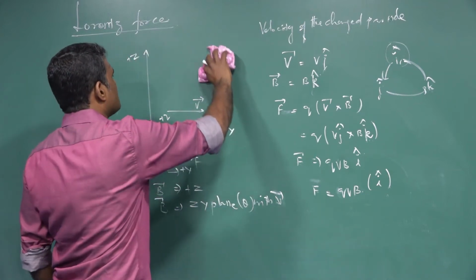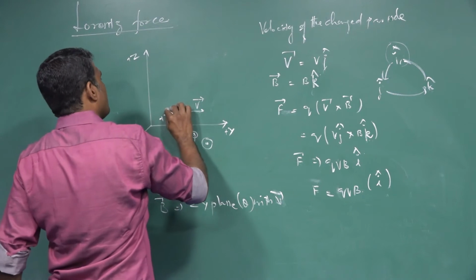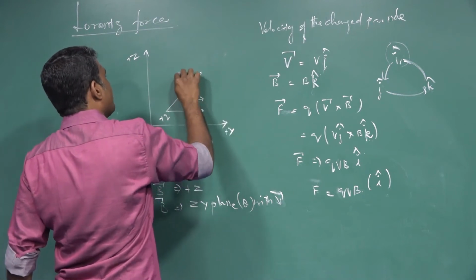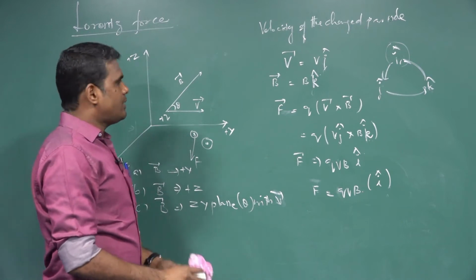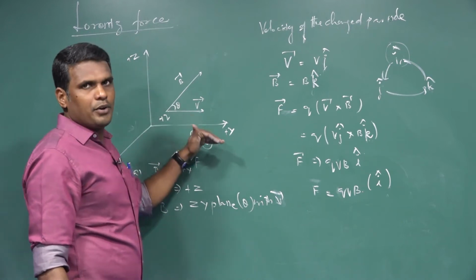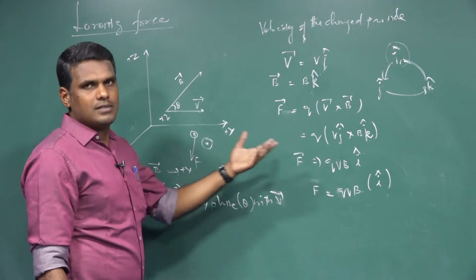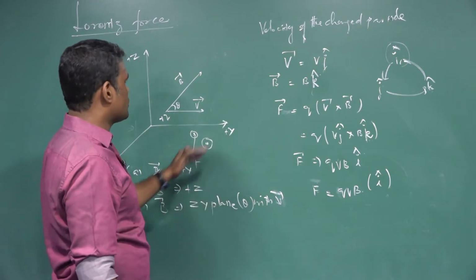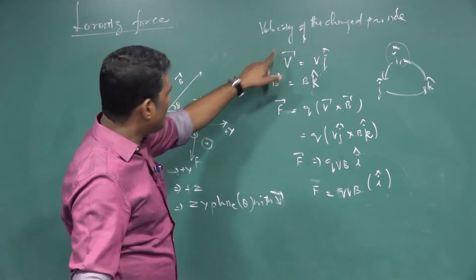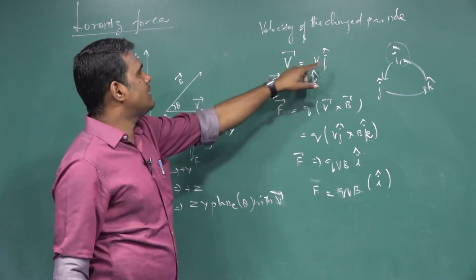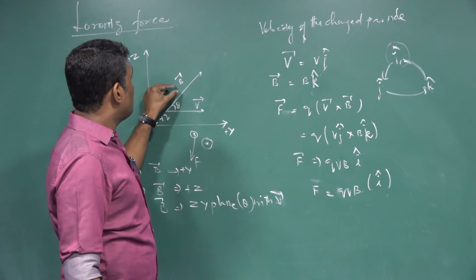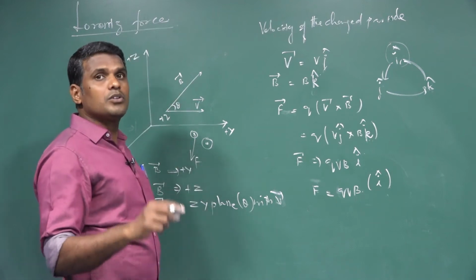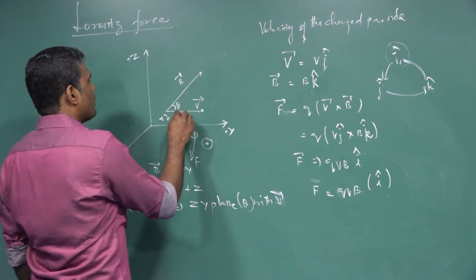So this diagram must be changed for the third case. B vector is making an angle theta with V vector. Then what is the magnitude of the magnetic Lorentz force and what is its direction? Just look at the case once again. The velocity of the charged particle is the same, Vj, but B is making an angle theta with V vector. So B must be resolved into two rectangular components.